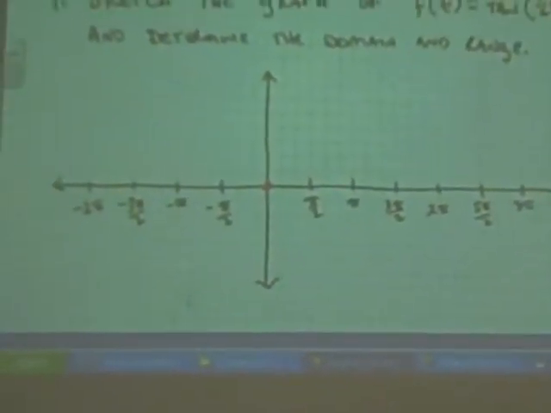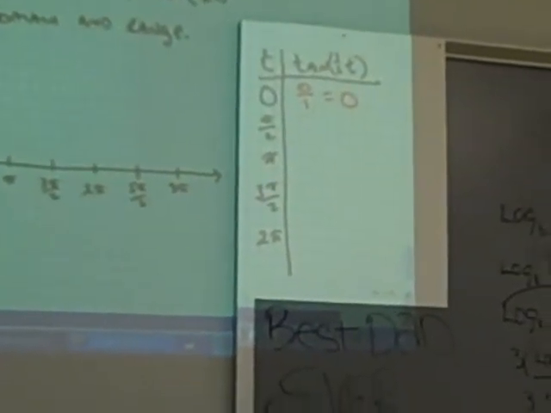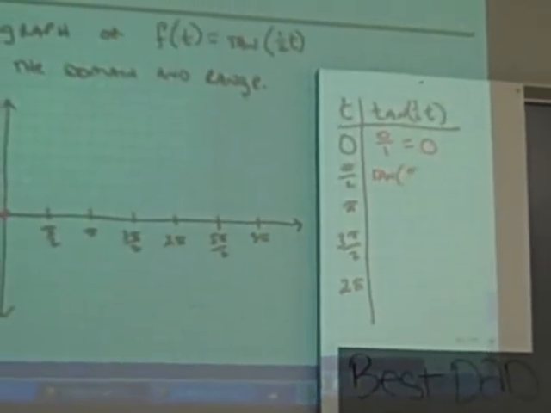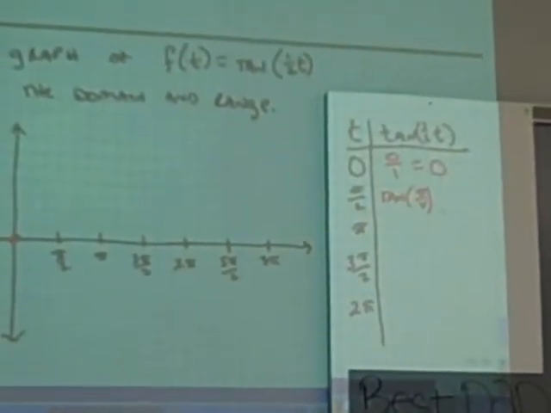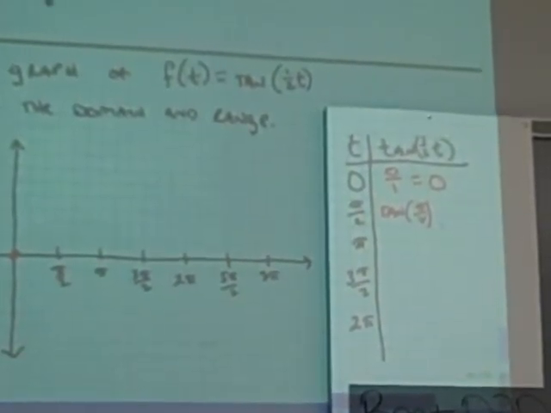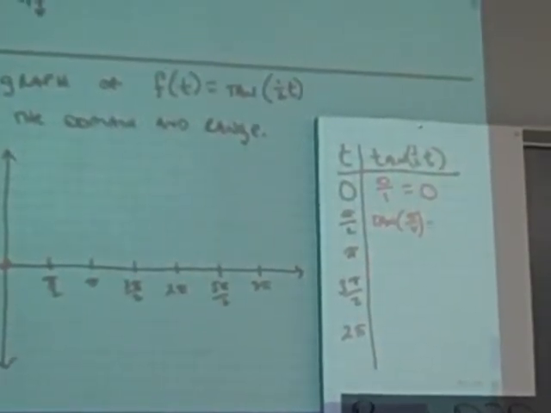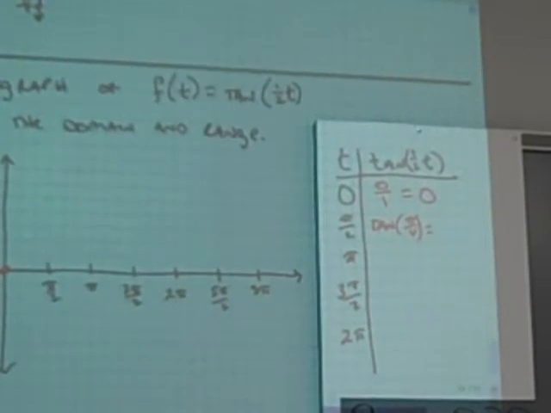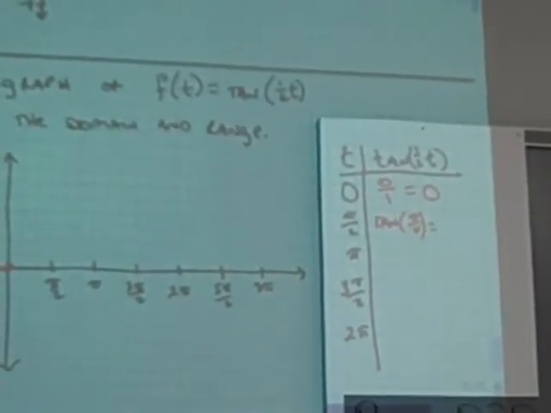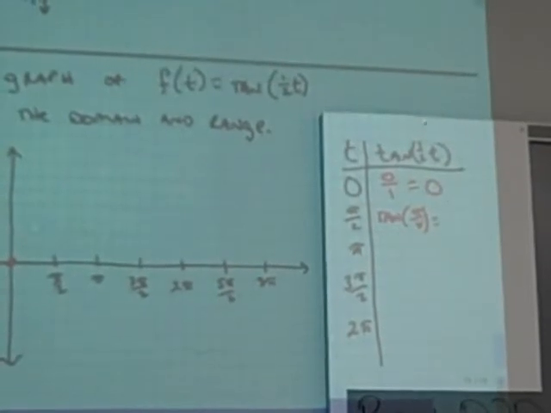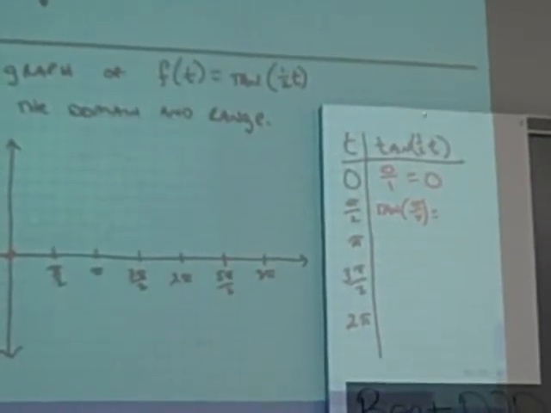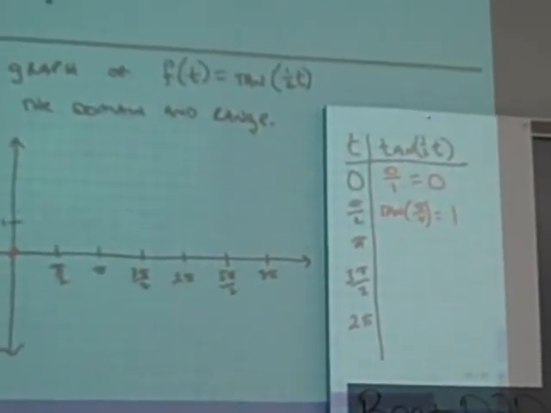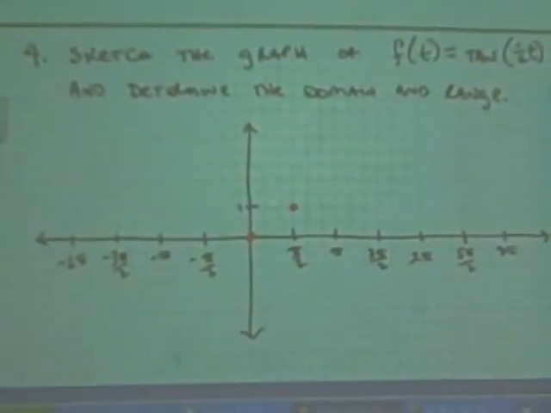If I plug in pi over 2, that's the tangent of pi over what? What's 1/2 times pi over 2? Pi over 4. What's the tangent of pi over 4? Square root of 2 over 2 divided by the square root of 2 over 2, which is just 1. So that tells me the point pi over 2, 1 is on the graph.